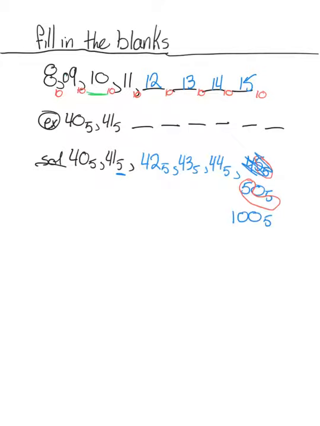And what's going to be the number after 100 base 5? And the number after that is 102 base 5, 103 base 5. And what's the number after 104 base 5? 105 base 5. But look at this problem. So that gets replaced as 110 base 5.